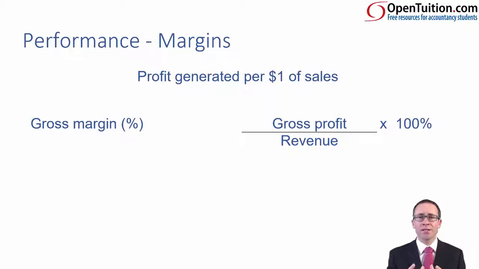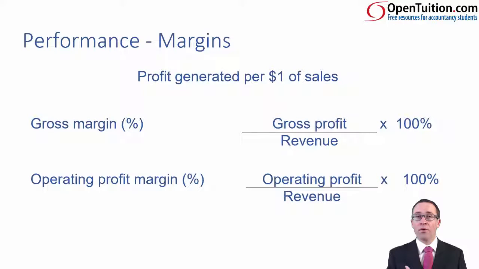Really simple, nice and easy to calculate. You take your gross profit and divide it by your revenue. Remember, it's a percentage, so you need to multiply it by 100%. Gross profit is probably going to be given to you within the question. If it isn't, it's your revenue less your cost of sales. And that's it. We'll look at why it may move in a moment.